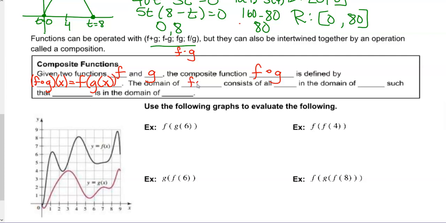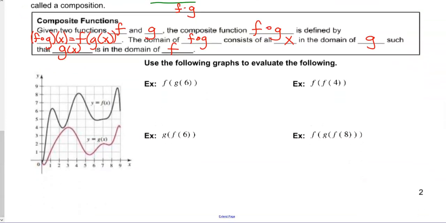So the domain of our composition consists of all x values in the domain of g such that g of x is in the domain of f. Basically, you just have to have everybody's domain in check. And if you have an overlap of that, you need to make sure that it is restricted for all functions there. So we're going to do this in a couple different ways, by a graph, as well as a chart, and by our functions before it's all said and done.